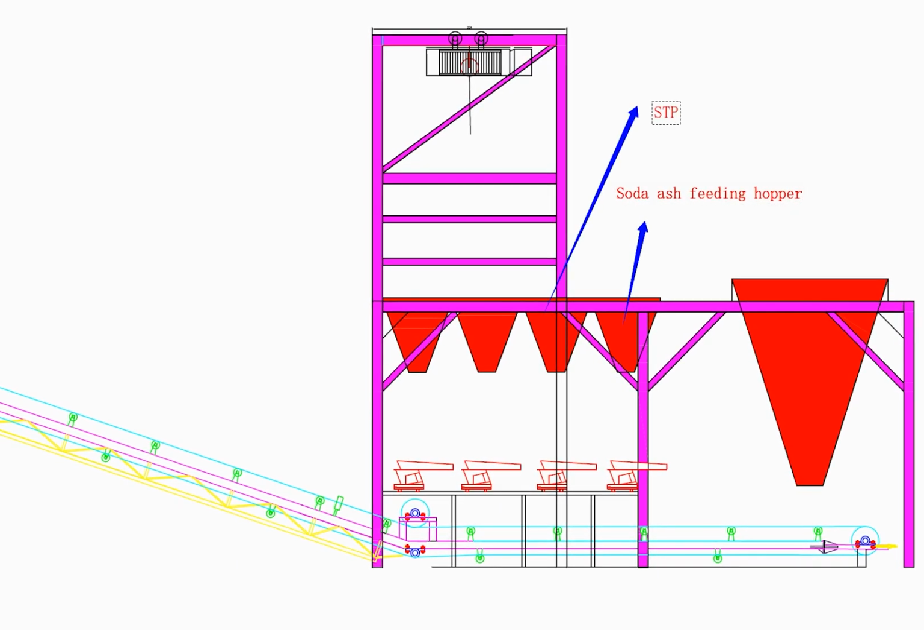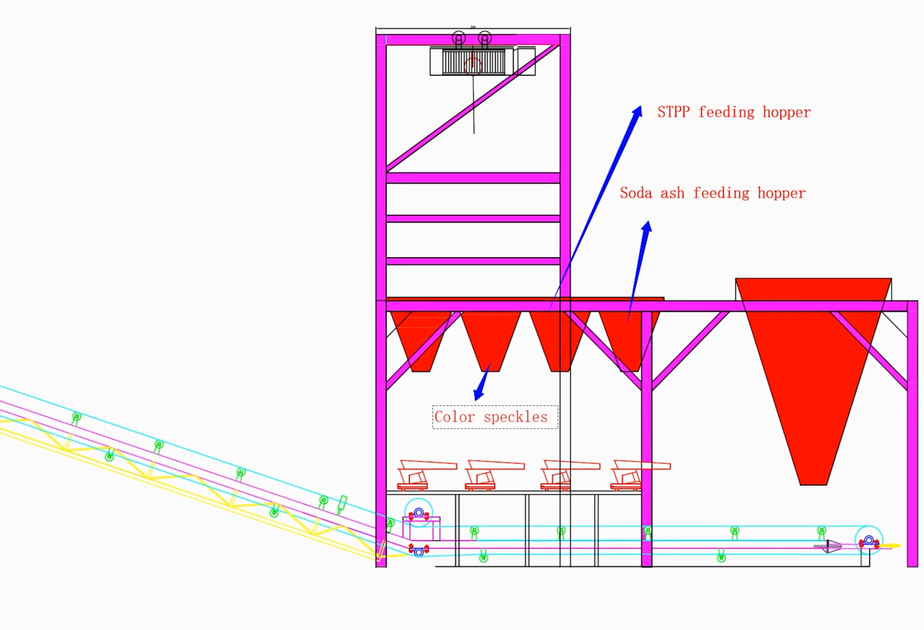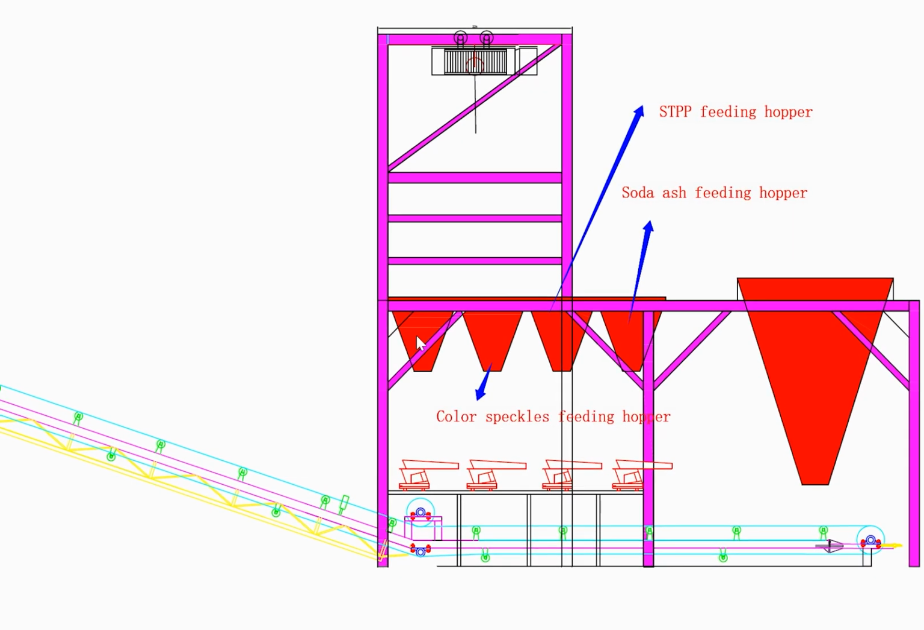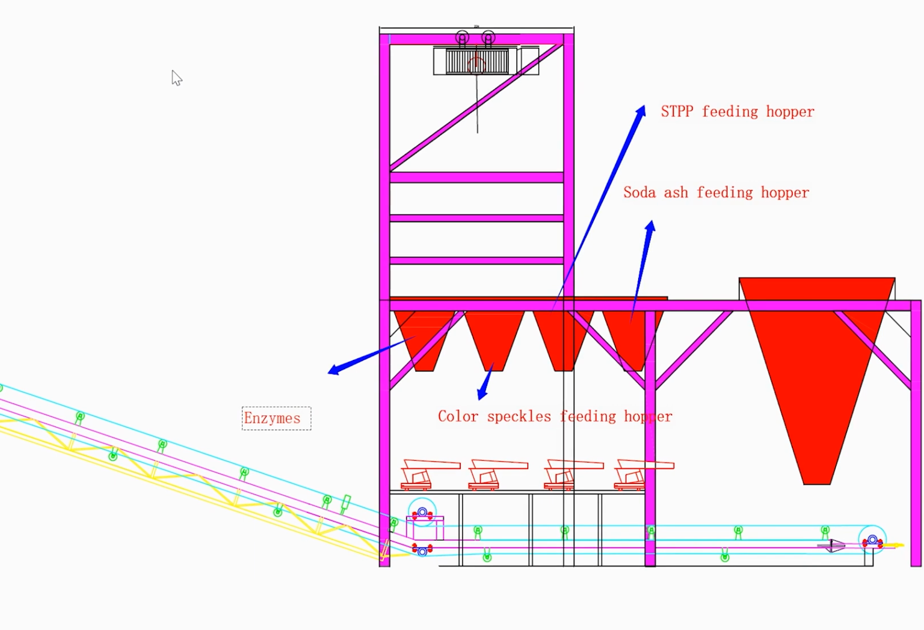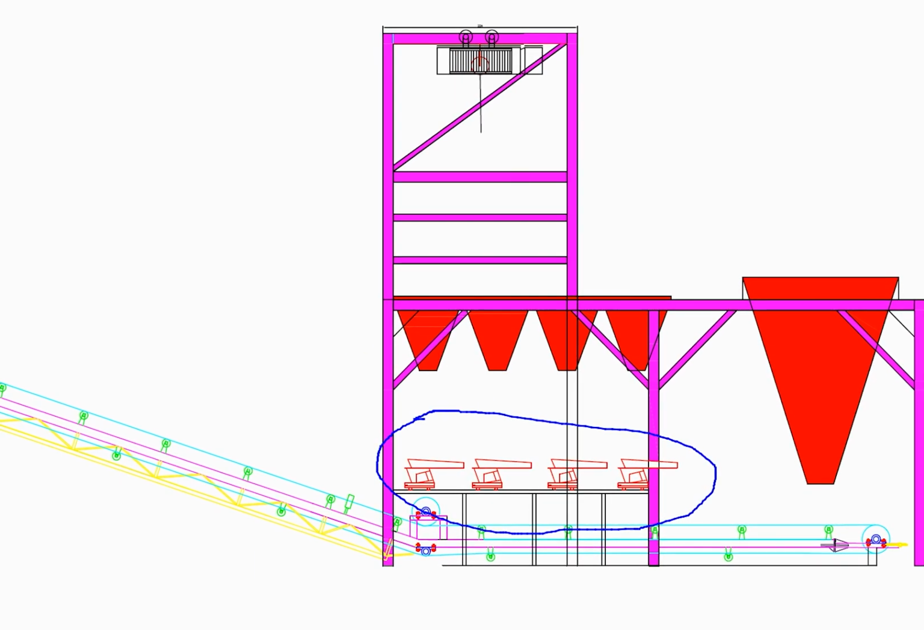Soda ash light, STPP, color speckles, and enzymes are the most common four ingredients to feed in this section. In some cases, AOS powder and 4A zeolite are also used. For frequency conversion, vibration feeders are used to control the feeding ratios of each auxiliary ingredient precisely, to achieve the accuracy and stability of the final formula. For more precise feeding, a continuous belt weighing system can be adopted.